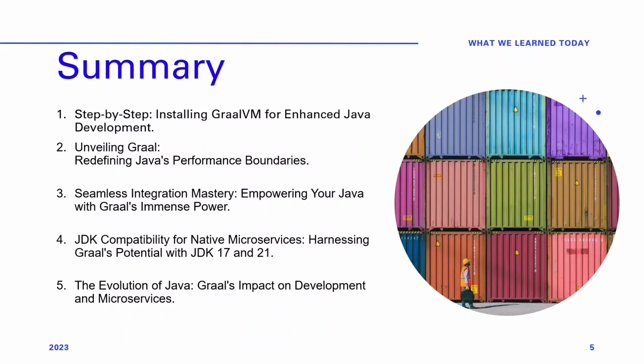3. JDK compatibility for native microservices. An important revelation from our session was the significance of JDK versions. We've learned that the creation of native microservices is exclusively attainable using Java JDK 17 or JDK 21, underlining the critical role of updated versions in maximizing Graal's capabilities. Notably, JDK 11 does not support this feature. We learned that you cannot use Java JDK 11 or earlier versions.